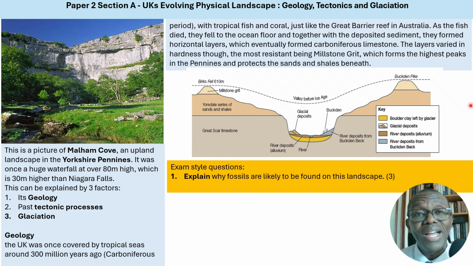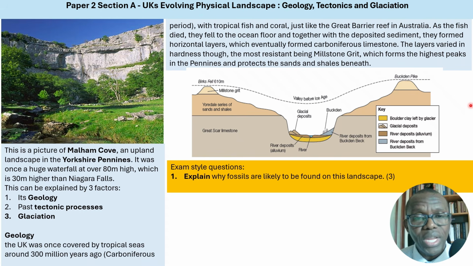And then thirdly, glaciation. So if we talk about geology first, the UK was once covered by tropical seas around 300 million years ago. Now that period is referred to as the Carboniferous period. Now it had tropical fish and coral, just like the Great Barrier Reef in Australia. And as the fish died, obviously, they fell to the ocean floor, and together with the deposited sediment, they formed horizontal layers, which eventually formed Carboniferous limestone, which is a type of sedimentary rock.